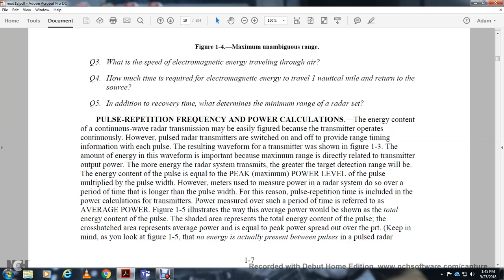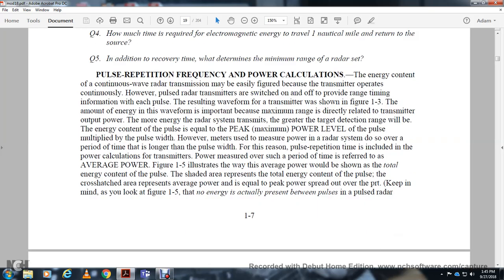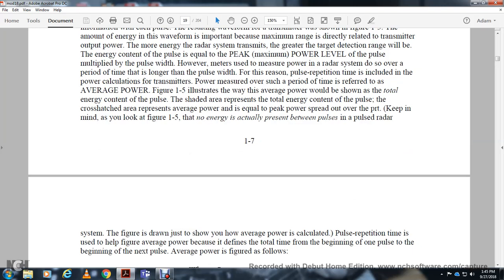Figure 1-5 illustrates the way the average power would be shown with the total energy content of the pulse. Shaded areas represent the total energy content of the pulse, and the cross-hatched area represents the average power, equal to the peak power spread out over the pulse repetition time. Keep in mind that no energy is actually present between the pulses in a pulse radar. The figure is drawn just to show how the average power is calculated with the pulse repetition time. To figure the average power, you have to define the whole time from the beginning of one pulse to the beginning of the next pulse.